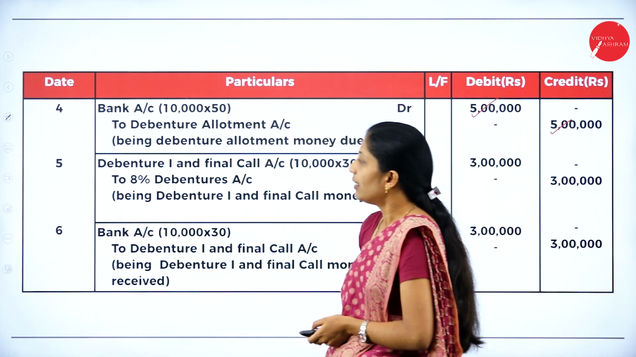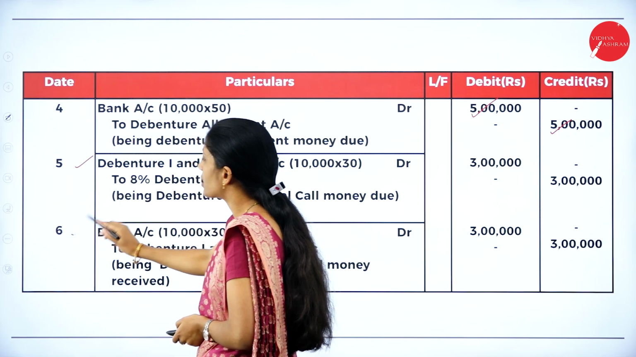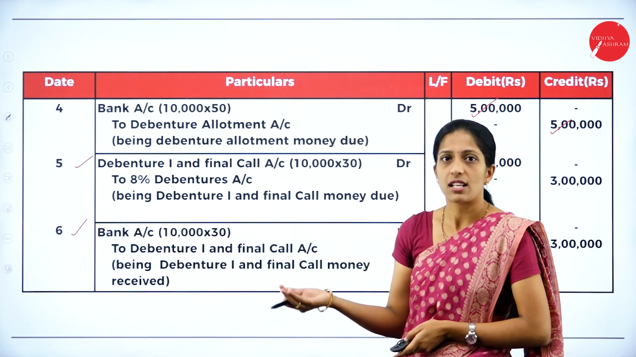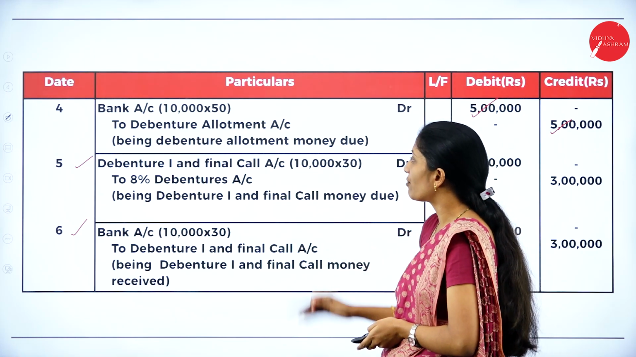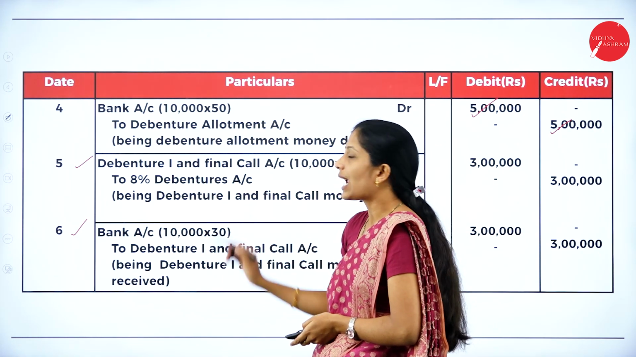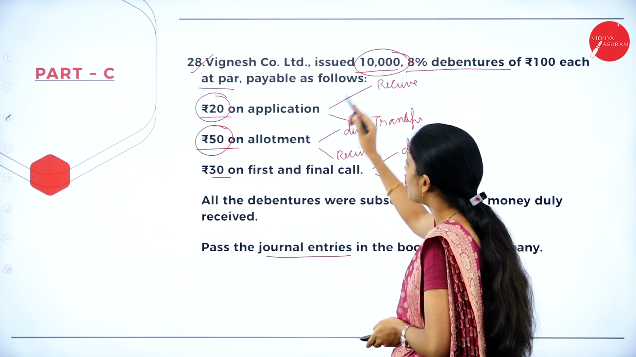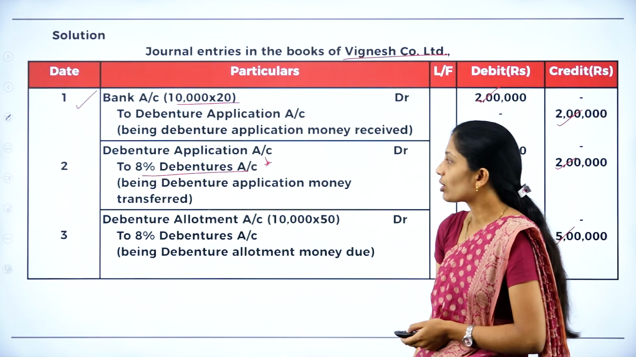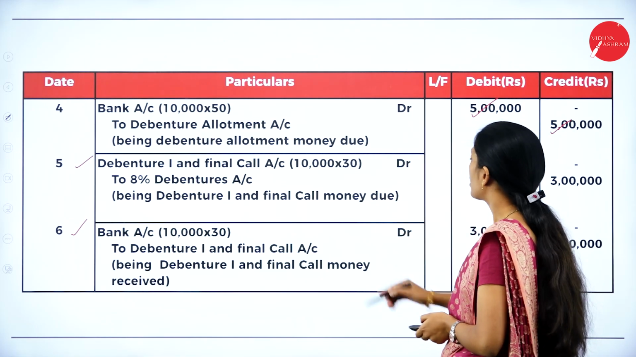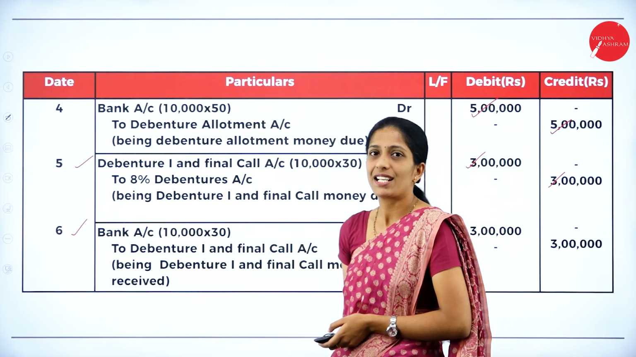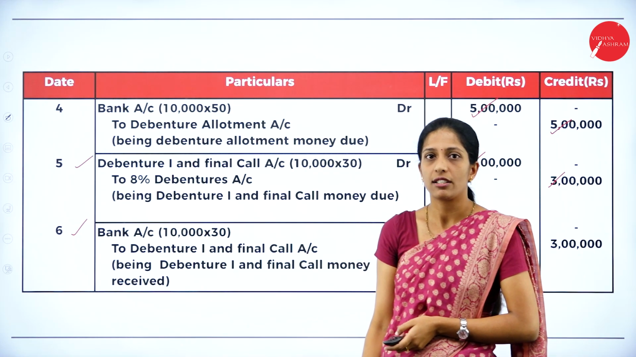Now coming to your fifth entry, that is under call stage. Fifth and sixth will be under call stage. So first entry is for due: debenture first and final call account debit to 8% debentures account. Now what is the amount? 10,000 into 30. So this will be the call amount. 10,000 into 30, that is 3 lakh. Narration: being debenture first and final call money due.